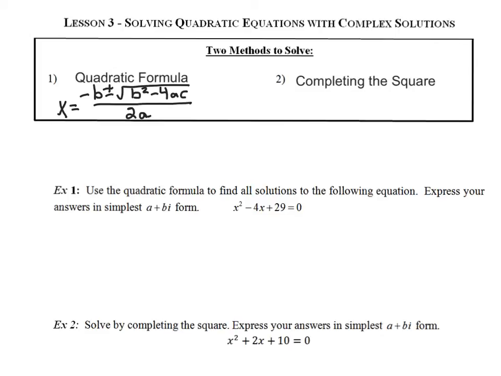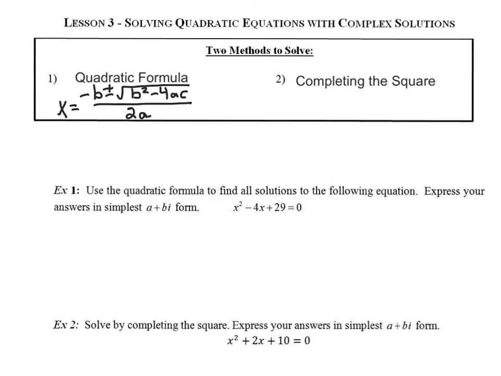So did you write down your quadratic formula? x is equal to negative b plus or minus the square root of b squared minus 4 times a times c, all over 2a. In exercise number 1, let's use that quadratic formula to solve this quadratic equation. x squared minus 4x plus 29 equals 0.